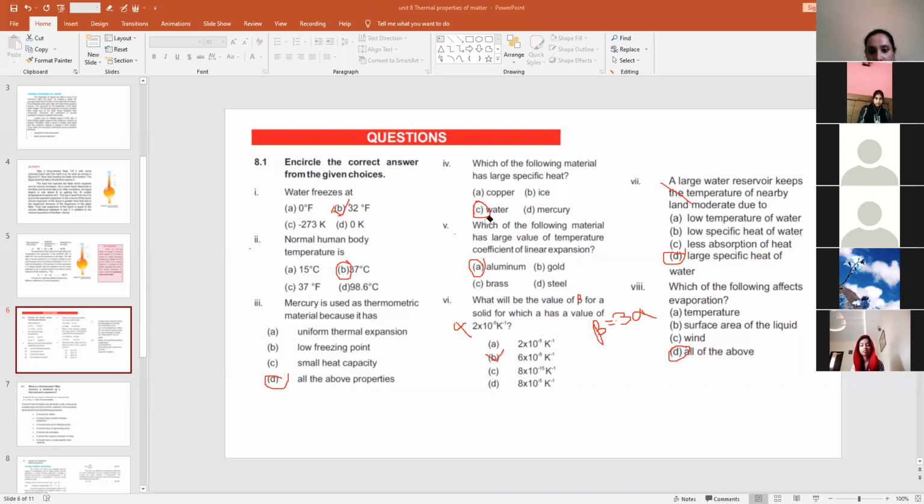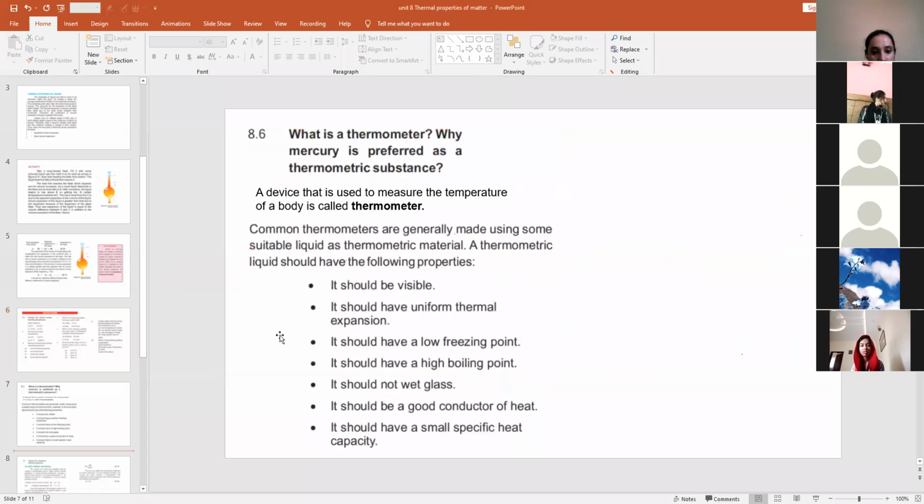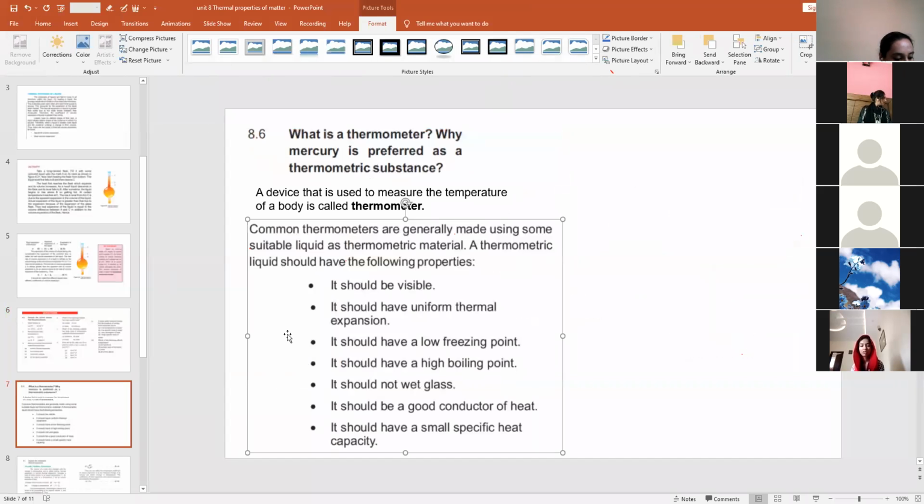So students, you have done all the questions in your notebook. Those students who didn't complete their notebook work have to complete all the question answers regarding unit 8, right? Questions 8.2 to 8.5 we have done in the class. 8.6 is also done, but these are for those students who haven't done them yet, right?